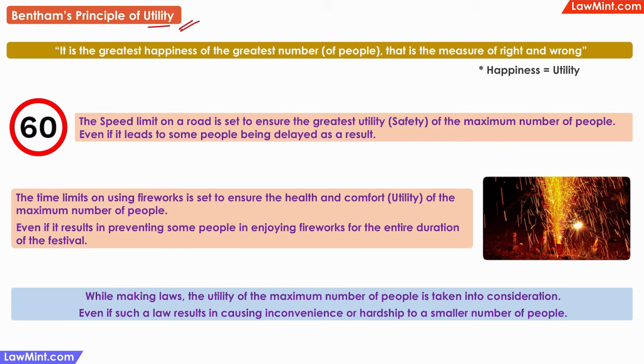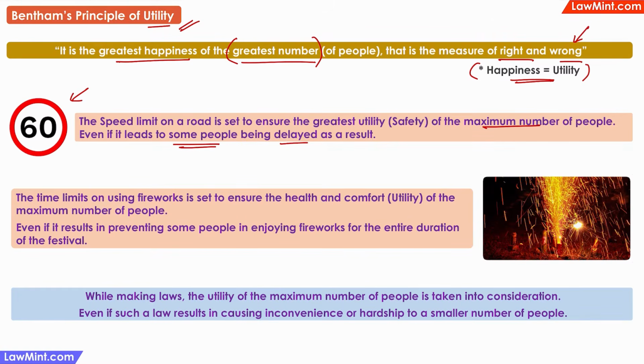Now, Bentham's principle of utility says that it is the greatest happiness of the greatest number of people that is the measure of right or wrong. Happiness here means utility. So, if something creates utility or something is benefiting the maximum number of people, then that thing is right. Or if something creates an inconvenience or hardship to the maximum number of people, then that thing is wrong, even if it is creating utility to a lesser number of people. For example, when a speed limit is set on a road, it is intended for the safety of the maximum number of people, even though the speed limit is resulting in some people getting delayed.